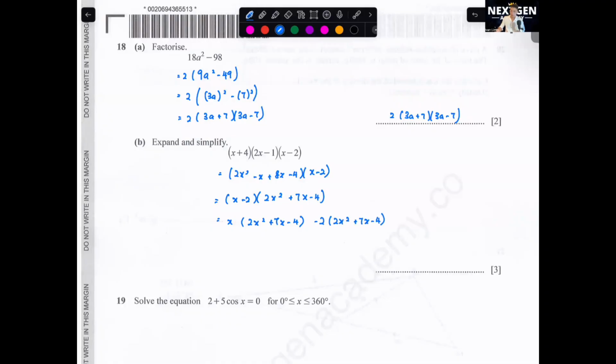Okay, this step again not required, but easier for us to see when we open up the bracket. We'll get here 2x cubed plus 7x squared minus 4x minus 4x squared minus 14x plus 8. Add it all up together. Here will be 2x cubed plus 3x squared minus 18x plus 8.